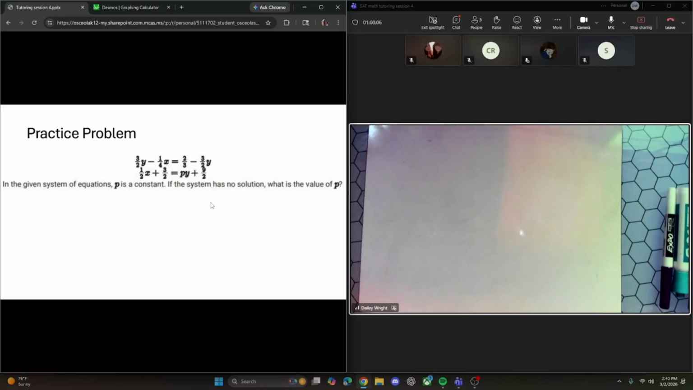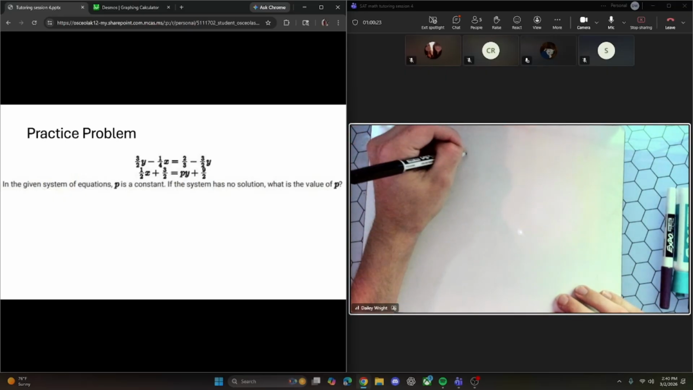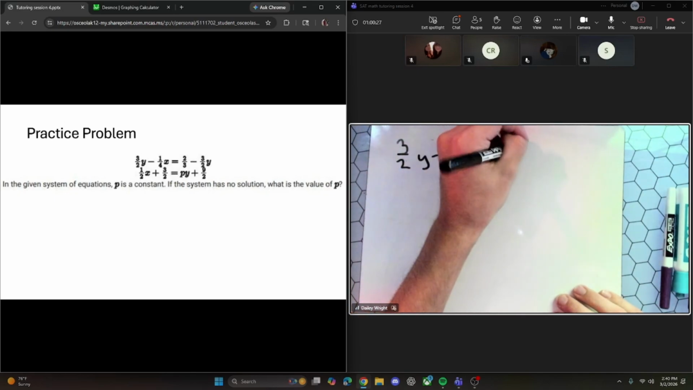In the given system of equations, p is a constant. If the system has no solution, what is the value of p? So we have 3/2 y minus 1/4 x equals 2/3 minus 3/2 y.